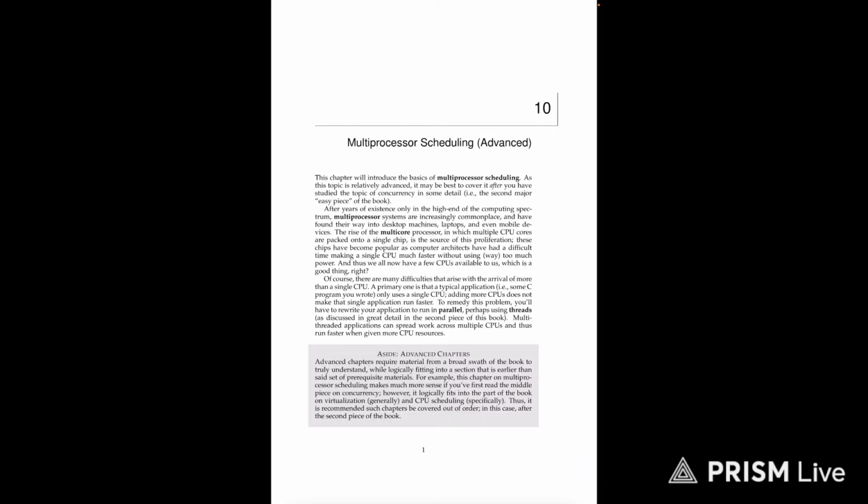So there are difficulties that arise with the arrival of more than a single CPU. A primary one is that the typical application, like some C program you wrote, only uses a single CPU. Adding more CPUs does not make it run faster by itself. So the remedy is that you have to rewrite your application to run in parallel.